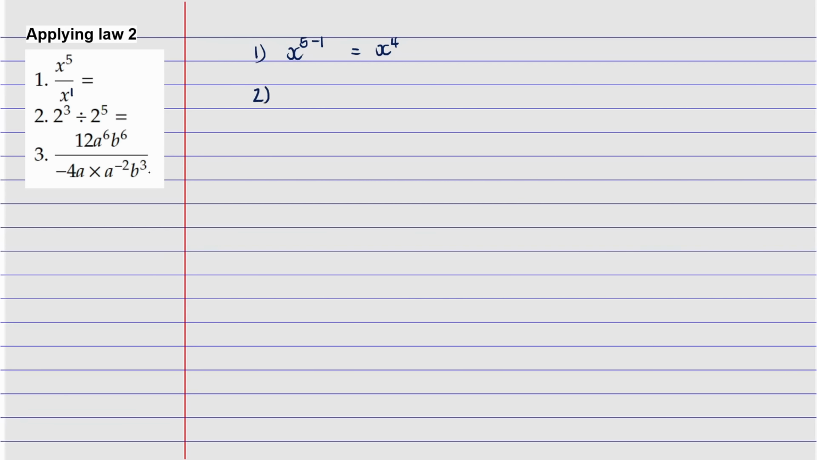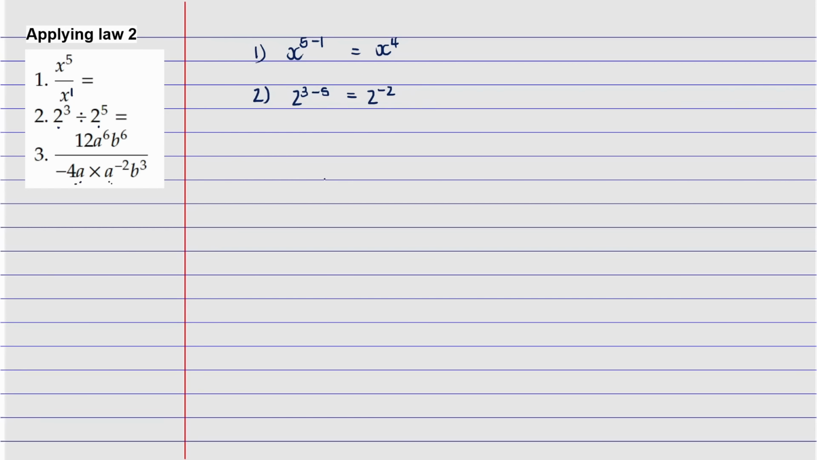So number 2, we see that our bases are the same and we're dividing, so we can subtract the exponential. So this is going to be 2, because 2 is our base. Then it's going to be 3 minus 5, which is going to give us what? It's going to be 2 to the power negative 2, right?